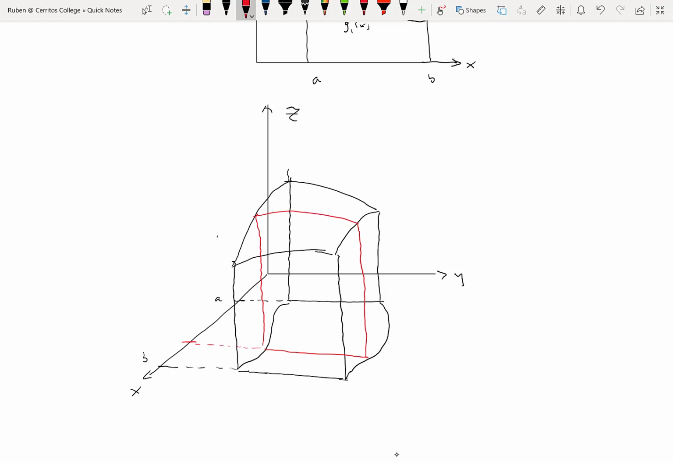Okay. Here's our slice, one slice at x. Increase x by a little bit, x plus dx. Slice through again. Pass the knife through again, through here.